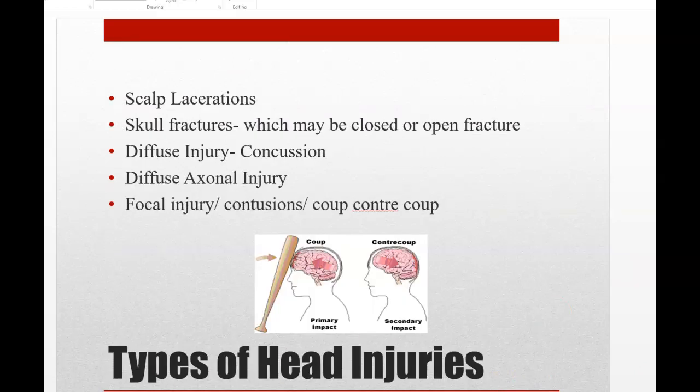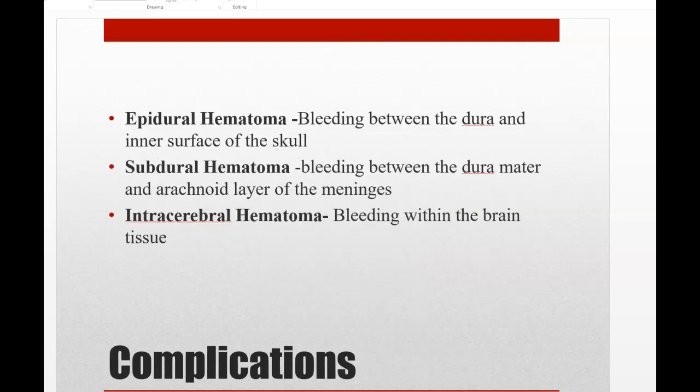So, types of head injuries. There are scalp lacerations, skull fractures, which may be closed or open fracture, diffuse injury, concussion, which is what we're going to discuss today, diffuse axonal injury, which we further discuss with SBS, and focal injuries, contusions, and coup, counter-coup. Complications: epidural hematoma, which is bleeding between the dura and inner surface of the skull; a subdural hematoma, which is bleeding between the dura mater and the arachnoid layer of the meninges; and intracerebral hematoma, which is bleeding within the brain tissue.